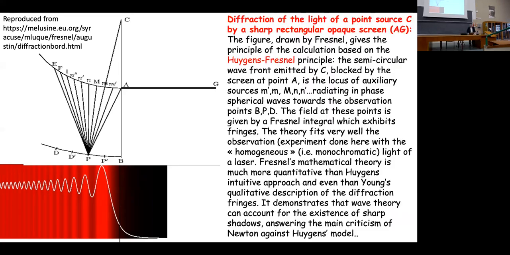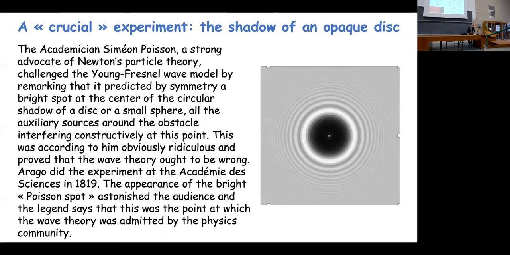The first approximation is that light is really blocked by screens, which was something that Newton did not believe in. So this was the calculation of Fresnel, a very precise calculation of diffraction using the Huygens-Fresnel principle. He did also a very dramatic experiment. The people in the French Academy of Sciences believed in Newton and not in Huygens. And in particular, the mathematician Siméon Poisson had challenged Fresnel.